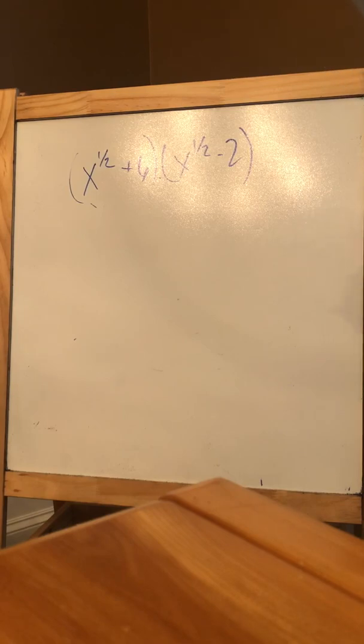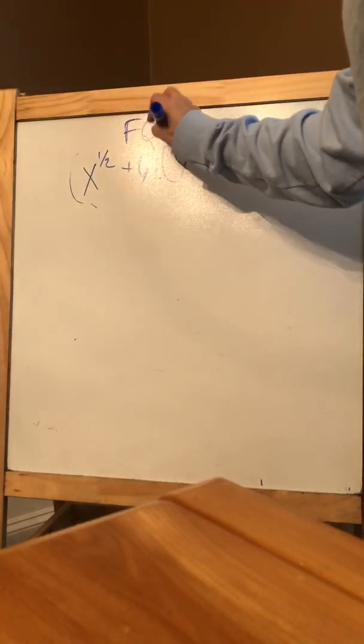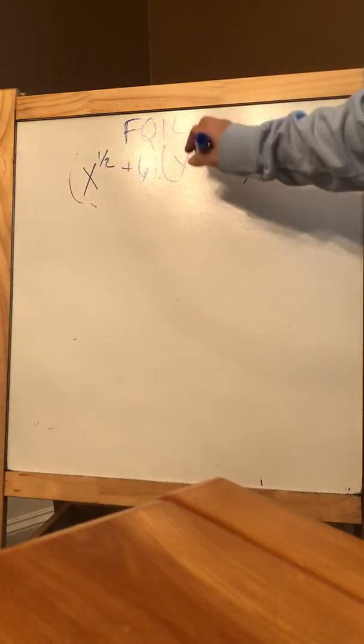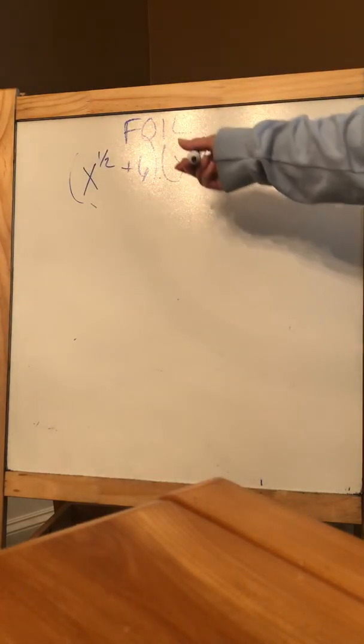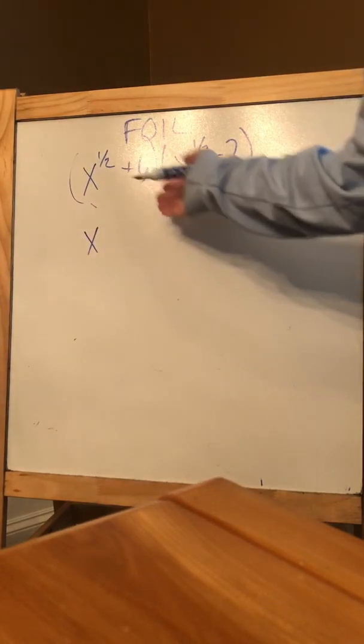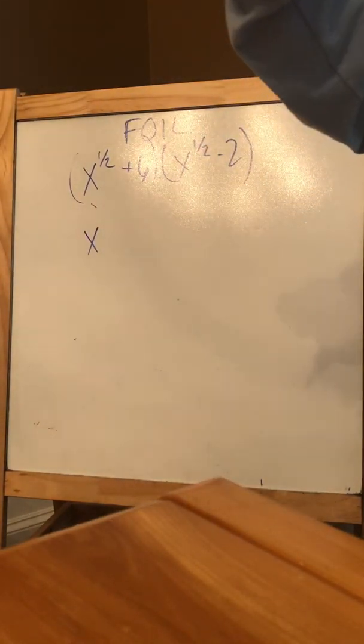You can. Okay, so the first thing we're going to do is FOIL this. If it helps you to write it at the top, please do it. So we're multiplying x to the 1/2 times x to the 1/2. They have the same denominators, so you have just x, right? Because you have 2 over 2.